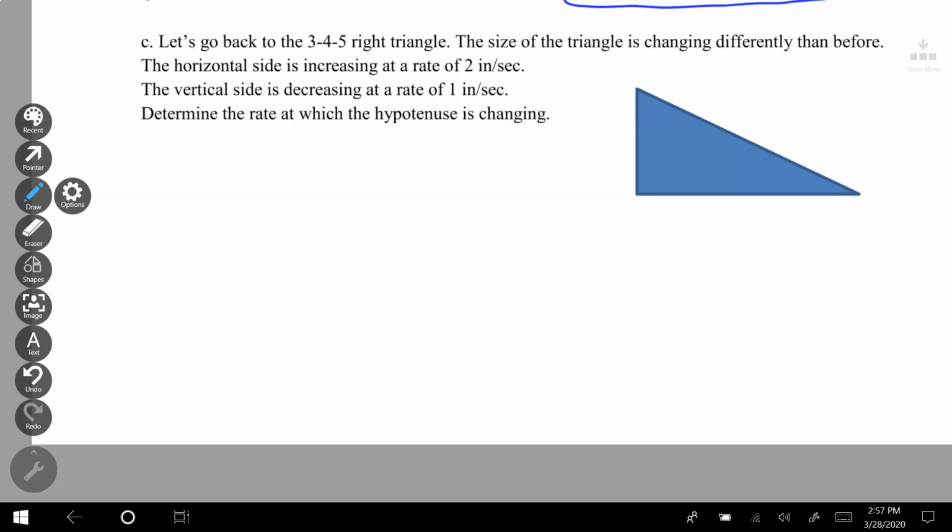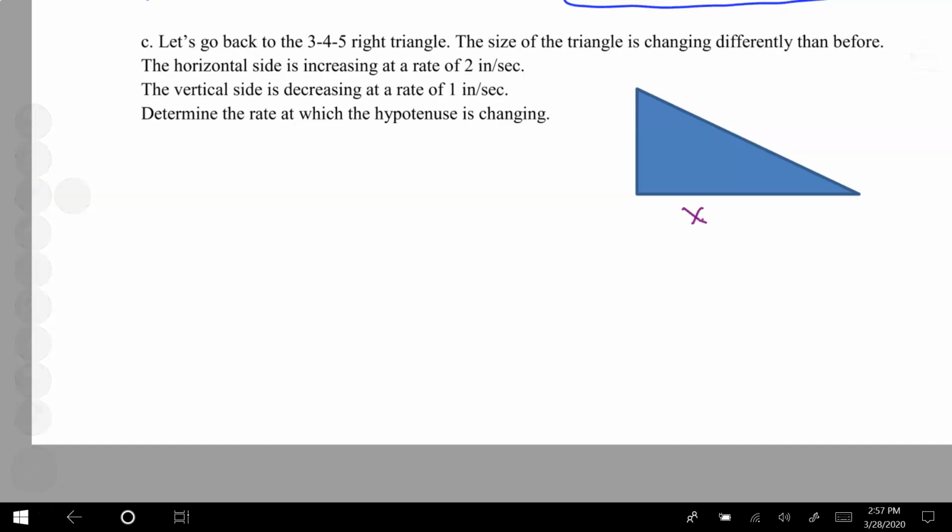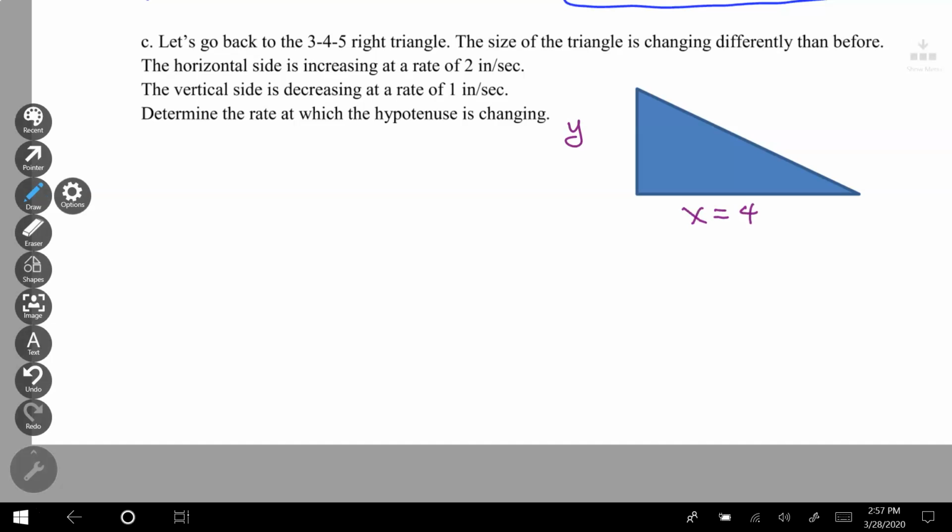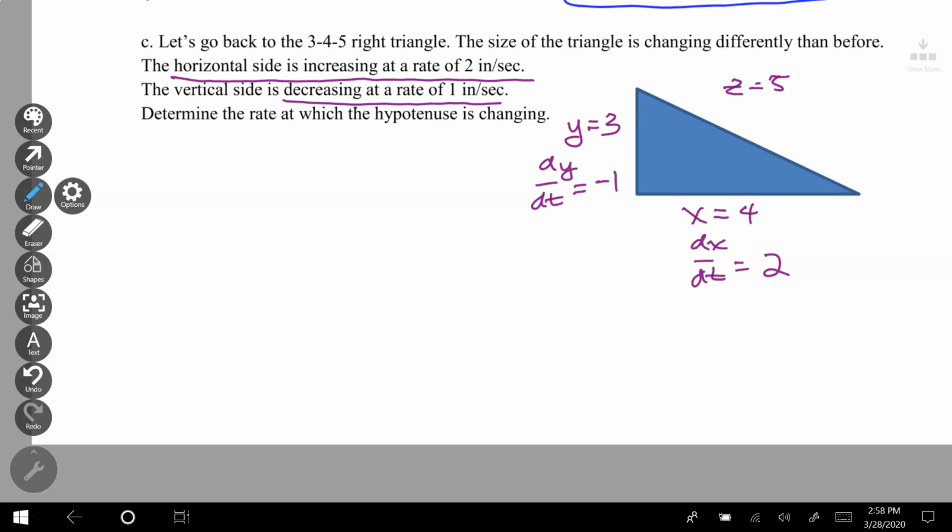Okay, let's go back to our 3, 4, 5 right triangle, except now things have changed. We have side x is still 4, side y is still 3, side z is still 5, except the horizontal side is increasing, so dx over dt is equal to 2. And dy over dt is equal to -1 because it is decreasing at 1 inch per second. And my dz over dt is still unknown to me.